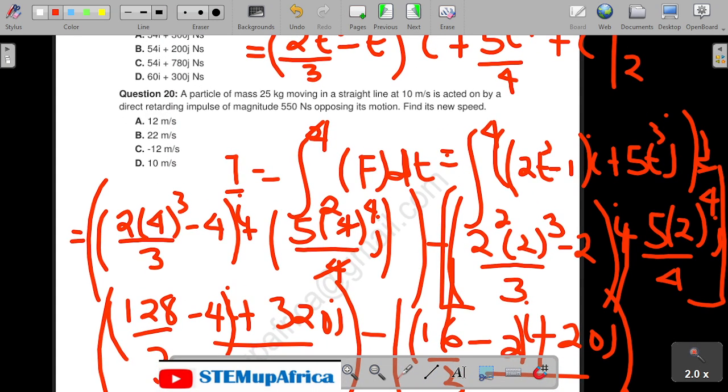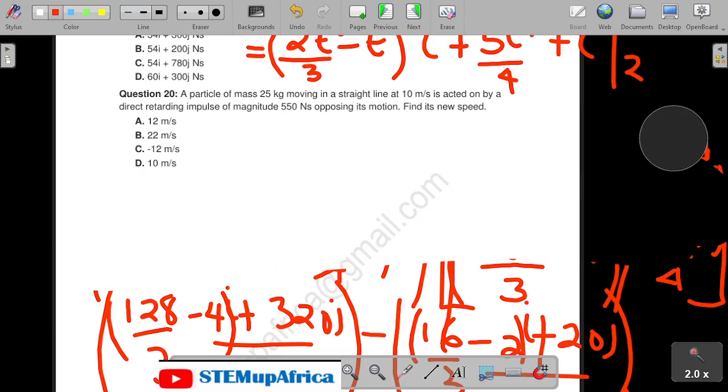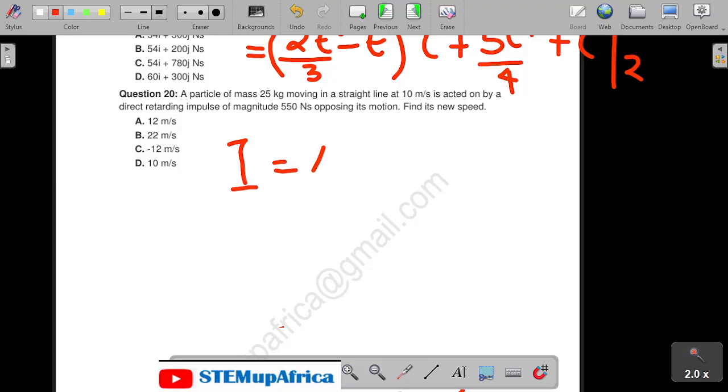Then let's see number 20. Number 20, we have a particle of mass moving in a straight line, acted upon by a direct retarding impulse of magnitude. Find the new speed. We know that impulse is also change in momentum. I equals change in p, which is m bracket v minus u.